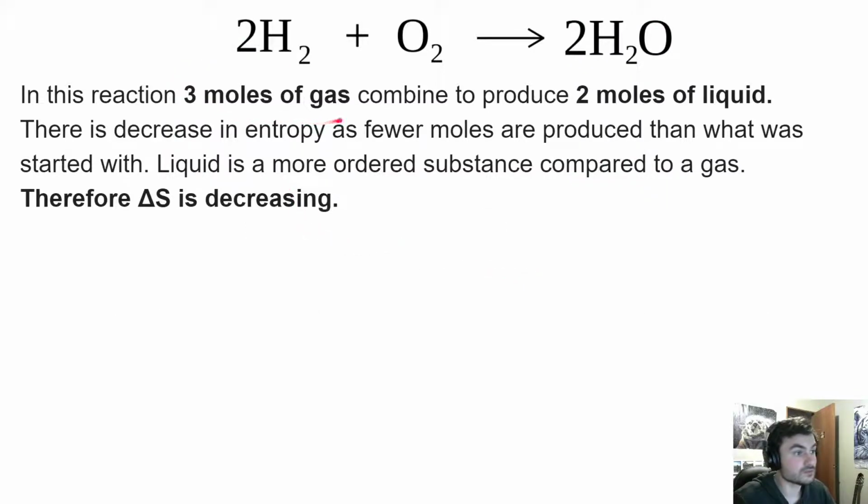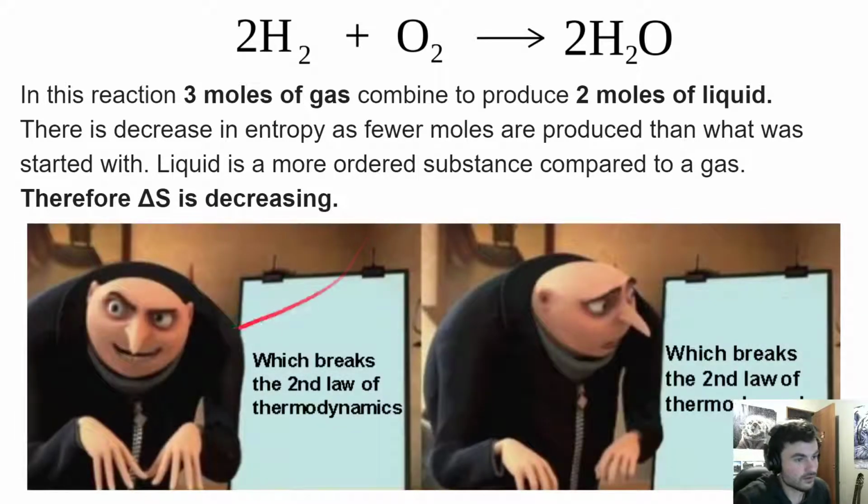In this reaction, 3 moles of gas combine to produce 2 moles of liquid. There is a decrease in entropy as fewer moles are produced than what was started with. Liquid is a more ordered substance compared to a gas, therefore entropy is decreasing. Which breaks the second law of thermodynamics. The second law of thermodynamics states that entropy must always be increasing. That's not negotiable. Every single chemical reaction has to increase entropy.